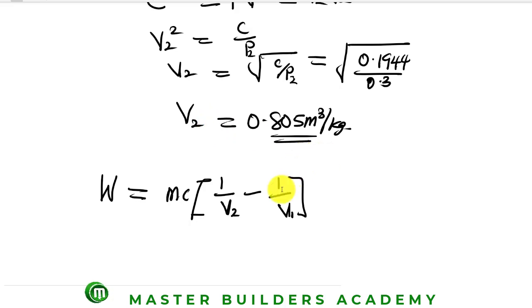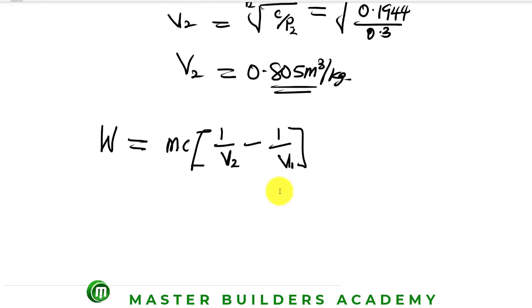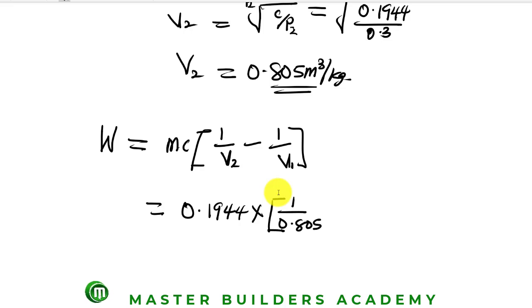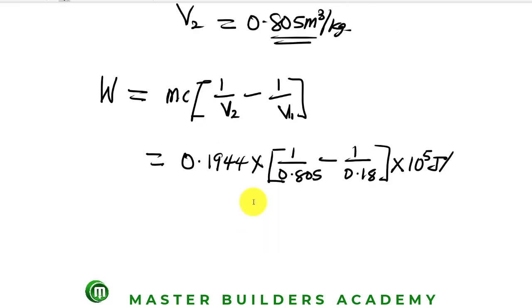All right, so if this is clear enough, all we just need to do, guys, is to put in these values. Now, we know that C is given as 0.1944 multiplied by open bracket 1 all over 0.805, which is our V2, then minus 1 all over 0.18. This is what we have. Now remember that what we have here is still in bar. So to remove it from bar, we'll multiply by 10 to the power of 5, now in joules. I hope you are following me, right? Now in joules per kilogram. Instead of substituting for the mass, we just put it per mass.